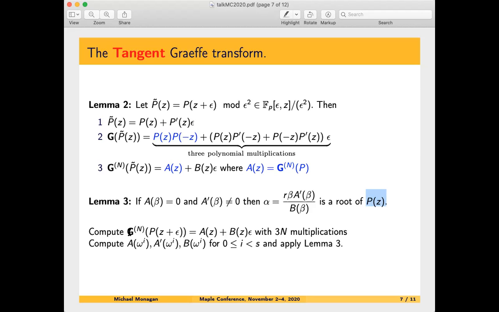So in summary, what the method has to do is compute the Graeffe transform composed n times of the perturbed polynomial. That takes 3n multiplications. And then we have to evaluate the A polynomial, its derivative, and the B polynomial in order to apply this formula. And we have to do that at powers of omega. Omega is an s-th root of unity, and that's a multi-point evaluation problem. So that's the algorithm.